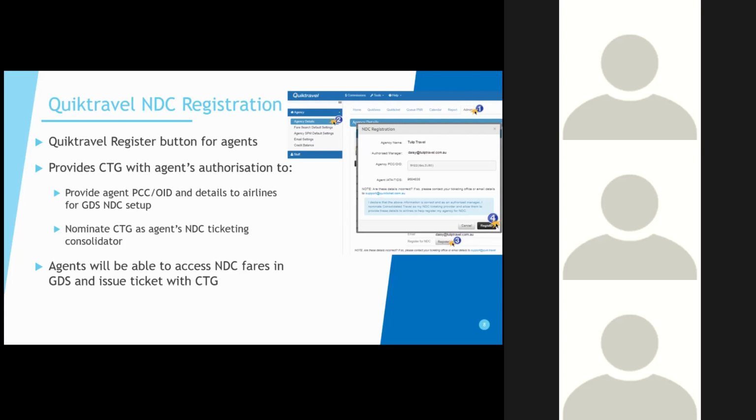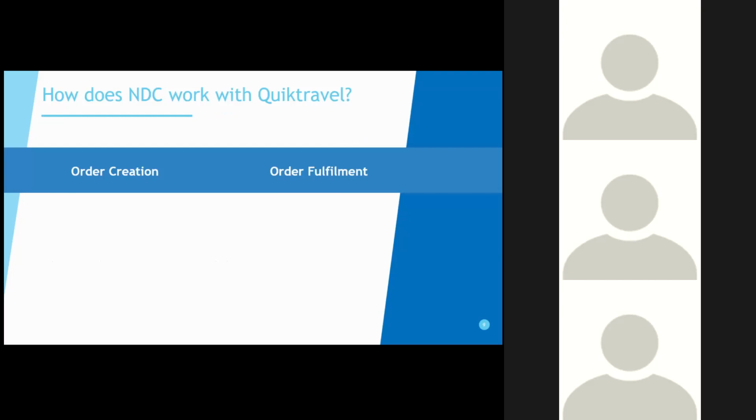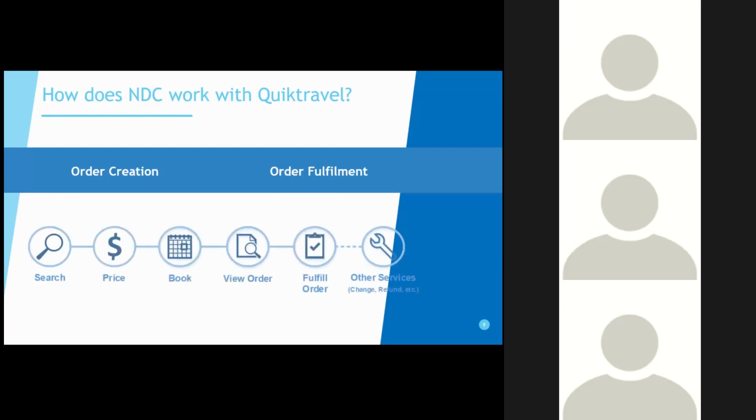So how does NDC work with Quiktravel? This diagram illustrates the role of the GDS and Quiktravel. The GDS provides you with the system to search, price and book an NDC order. This is similar to the process with normal GDS bookings. Once your NDC order is created in the GDS, you can go into Quiktravel, retrieve it and fulfill it.